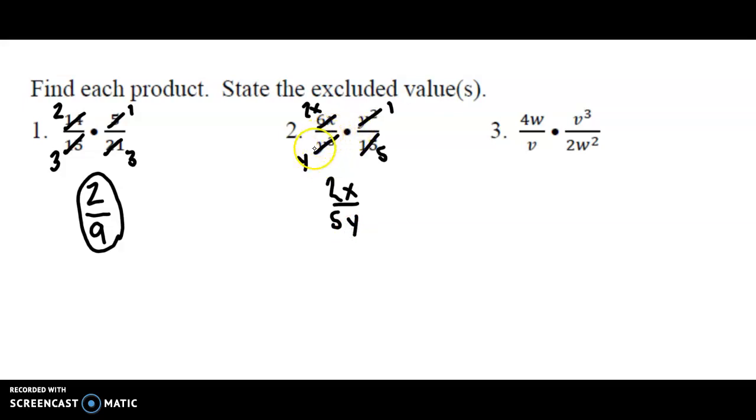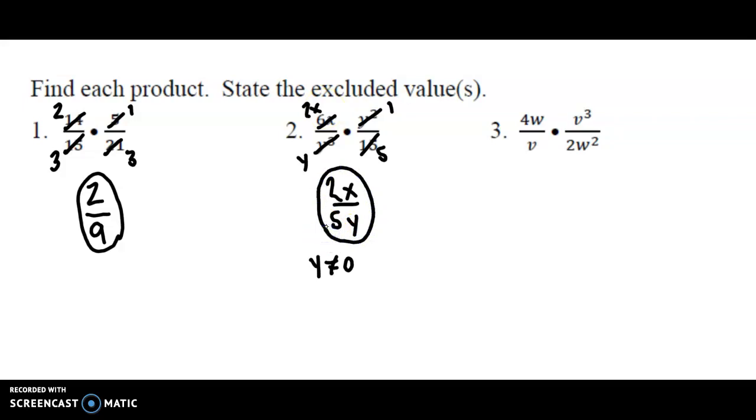I do need excluded values anytime there's variables in my denominator. And in this one, I have a y in my denominator, but when it's a monomial, y cannot equal 0. In this one, it's a number, so there is no excluded value. And then x does not appear in the denominator, so I do not need excluded values for x.